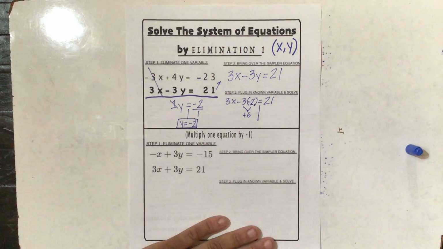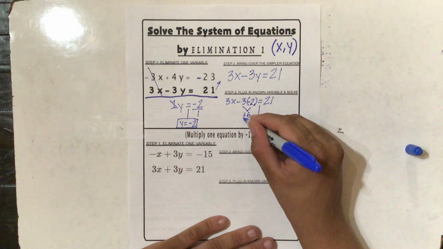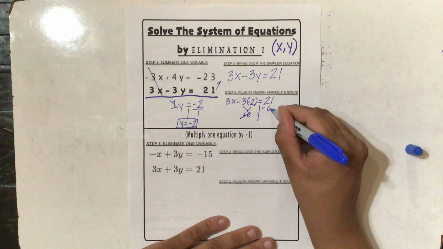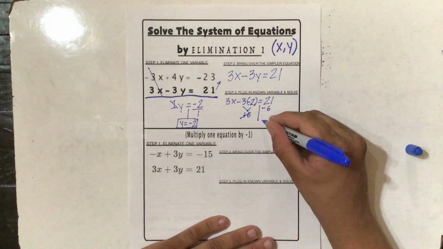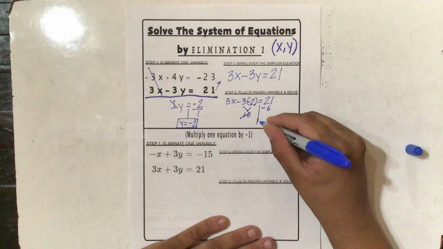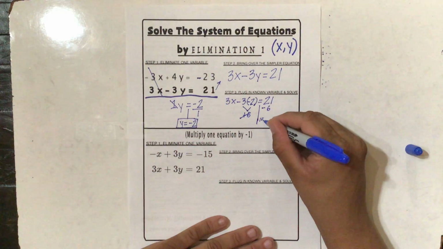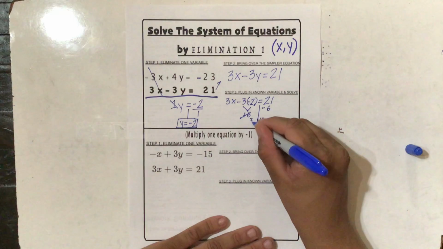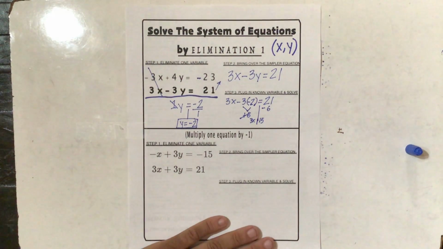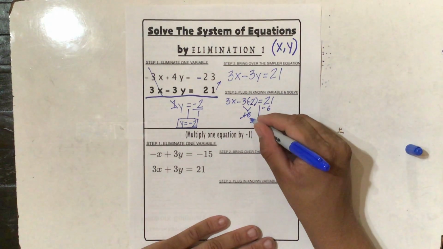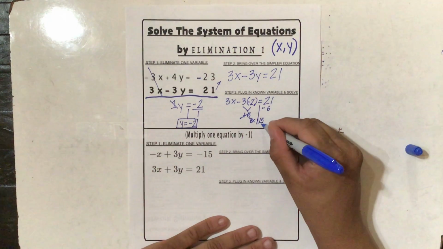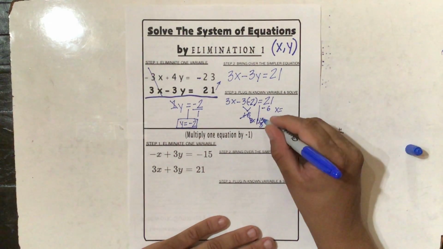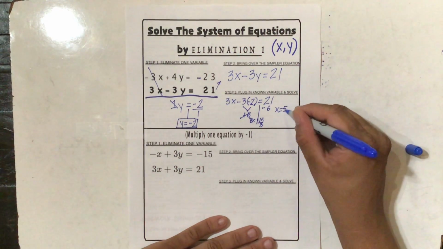Now I've got to move this 6 over. So I cross out positive 6 and I say minus 6. 21 minus 6 is 15. Now, you see my 3x here? I still have that. So to get rid of the 3, I cross out 3 and I divide by 3. And I get x is equal to 15 divided by 3, which is 5.